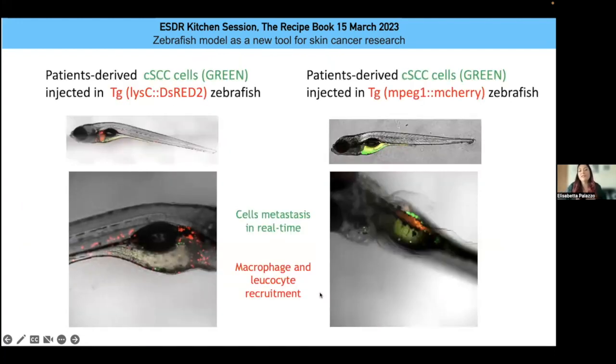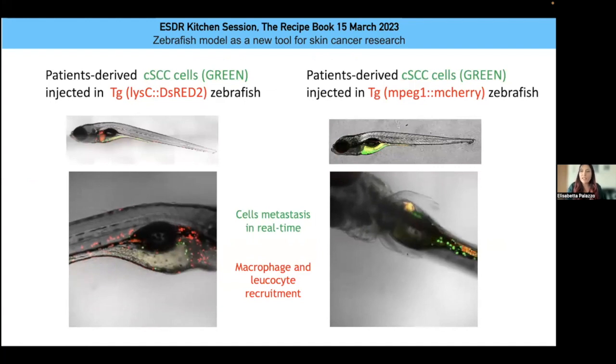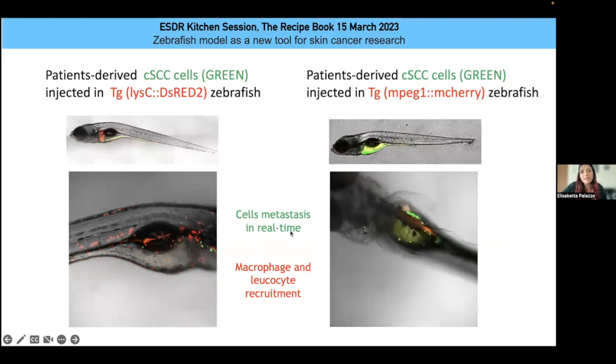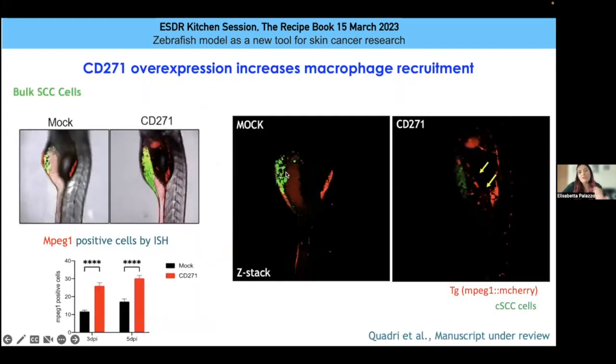Here is to show you what we can obtain by injecting SCC cells that you see in green, using a strategic model where we can visualize macrophage or leukocyte. You can see here really well in red, macrophage or leukocyte recruitment, and in green, you see in real-time cell metastasis. To go back to our target, this is just another example.